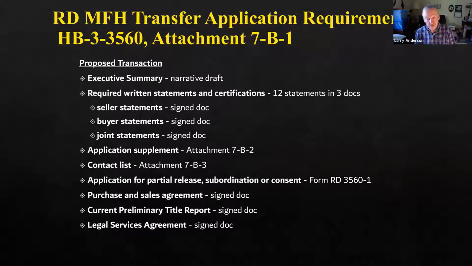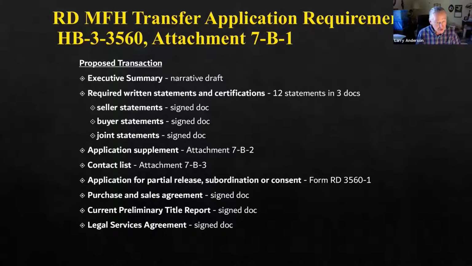Then there's also 3560-1, which is an application for if you're looking at a partial release, a subordination, a consent to some things from RD. There's some options on it, and you need to make that request in that document. RD is going to want to see a copy of your signed purchase and sales agreement. You know, what have you arranged between the buyer and the seller? What does the official legal document look like? What is the price on it?